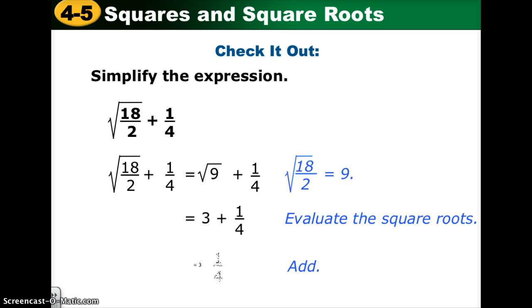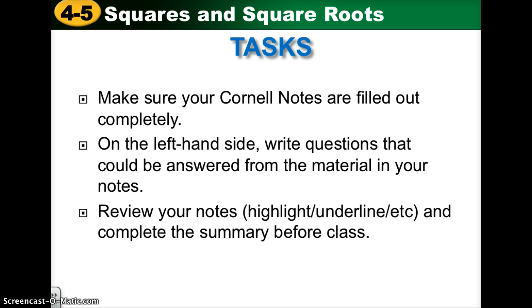So now let's make sure our notes are completed. On the left-hand side, make sure you're writing questions and try to level them. Again, continue to use those keywords that we've discussed. Review your notes and complete the summary before class.